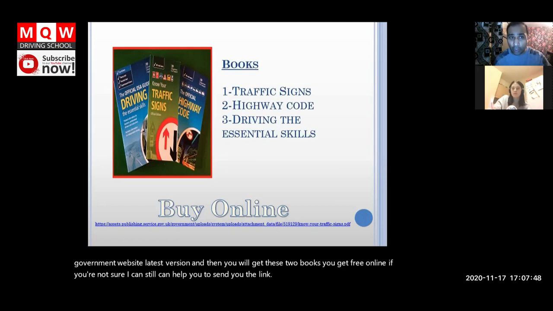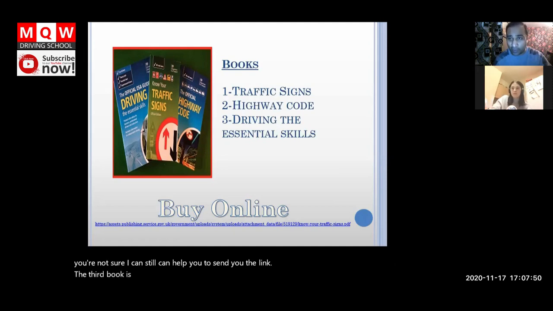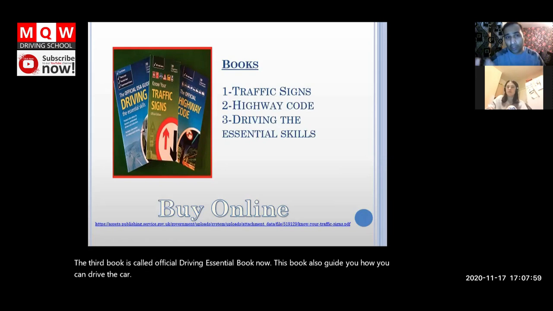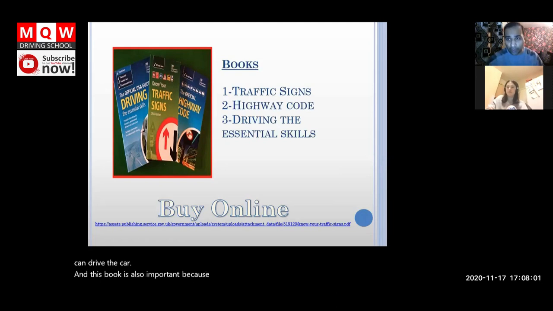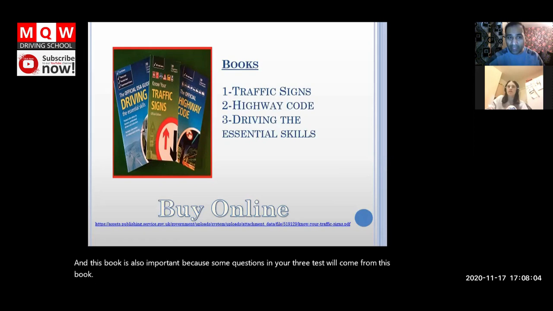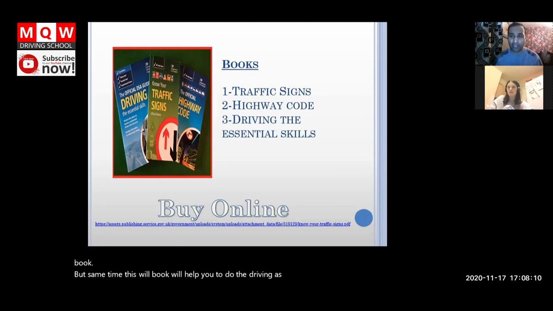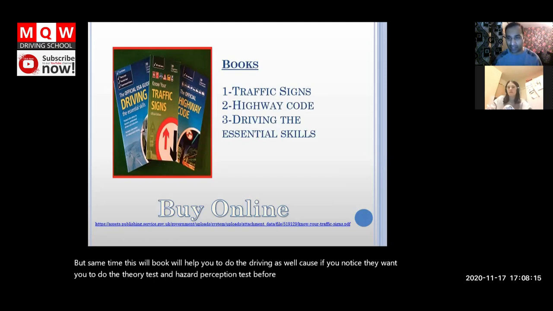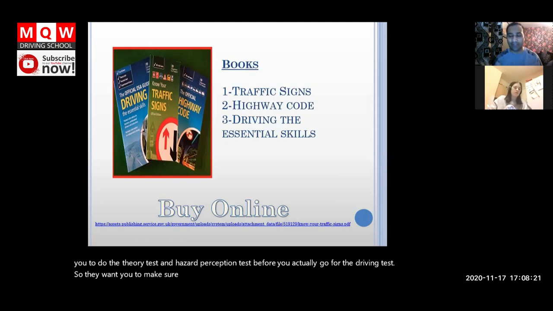The third book is called the Official Driving Essential Book. Now this book also guides you on how you can drive the car. This book is also important because some questions in your theory test will come from this book. At the same time, this book will help you with the driving as well, because if you notice, they want you to do the theory test and hazard perception test before you actually go for the driving test. So they want you to make sure you know all the rules and regulations, everything written in the books properly, how you handle the car, and what the important things are that you need to do.